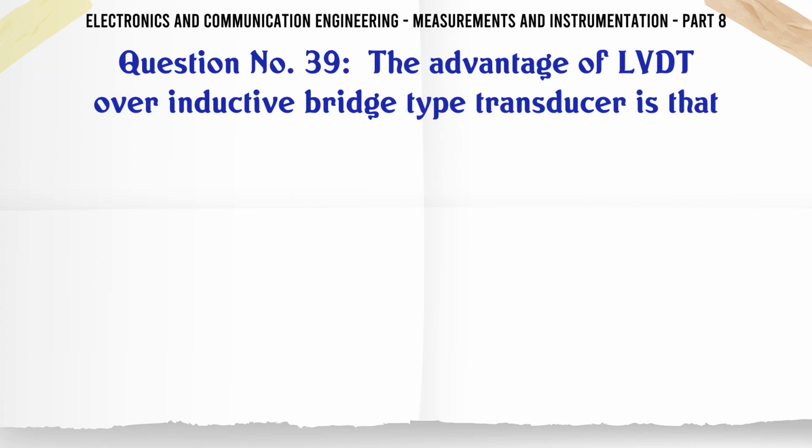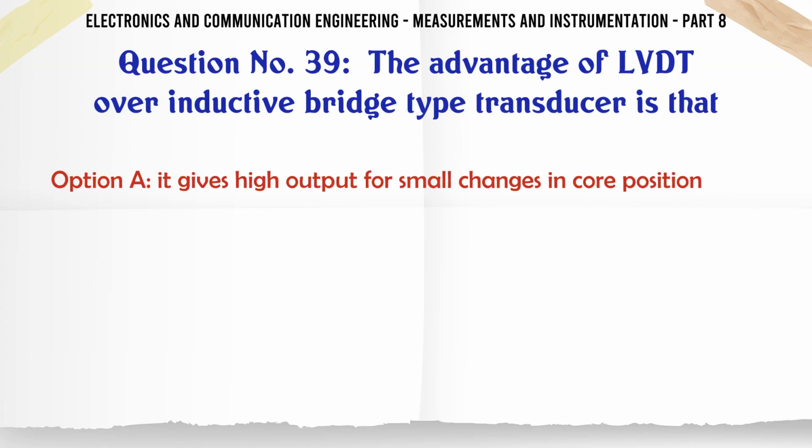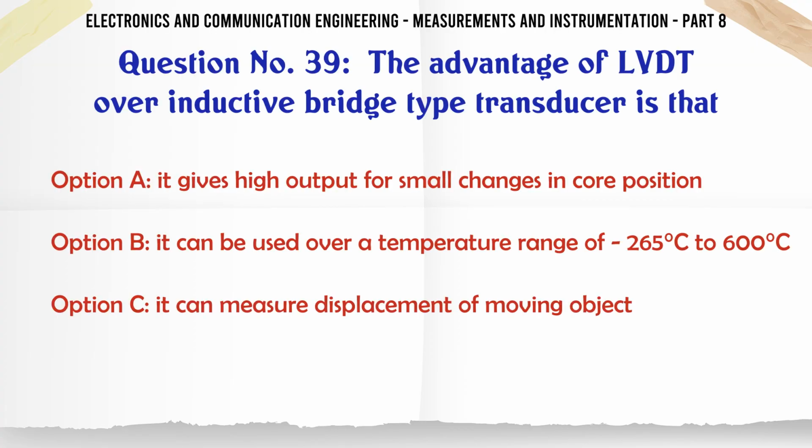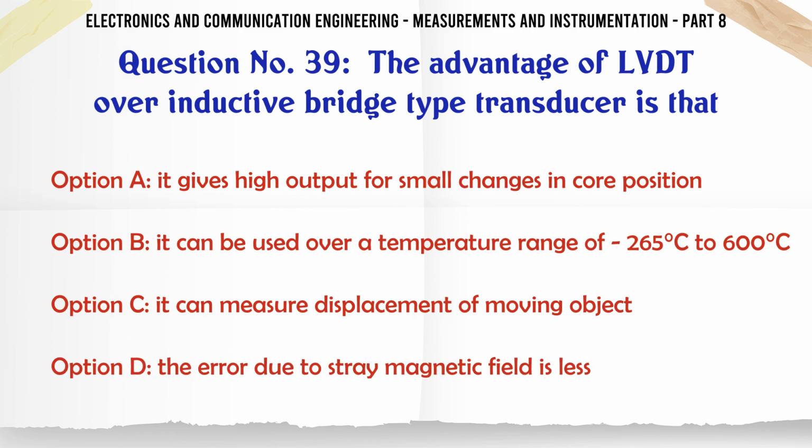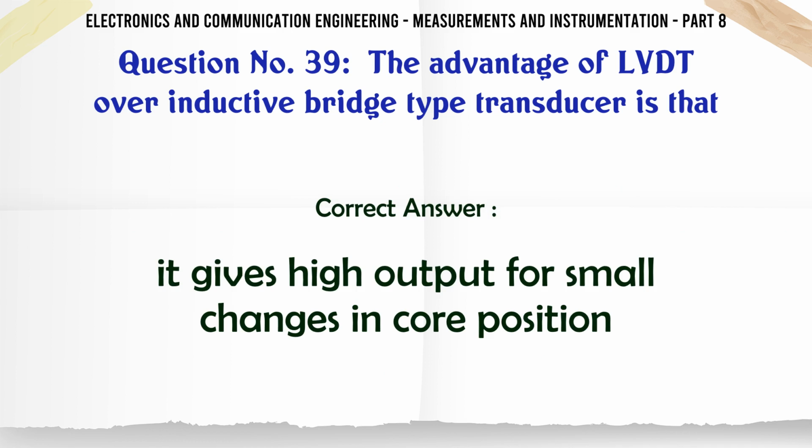The advantage of LVDT over inductive bridge type transducer is that A: it gives high output for small changes in core position, B: it can be used over a temperature range of -265°C to 600°C, C: it can measure displacement of moving object, D: the error due to stray magnetic field is less. The correct answer is it gives high output for small changes in core position.